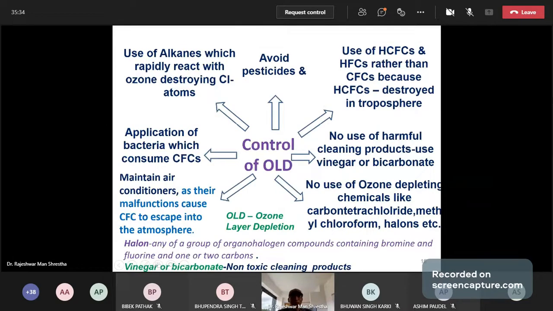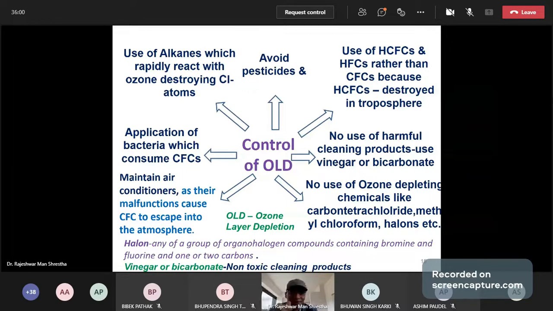Now, how to control ozone layer depletion? The most effective atom involved in destroying ozone is chlorine, and chlorine can be converted into another compound by using alkene. Alkene reacts with the ozone-destroying chlorine to form alkyl halide. Alkyl halide is less harmful than chlorine.